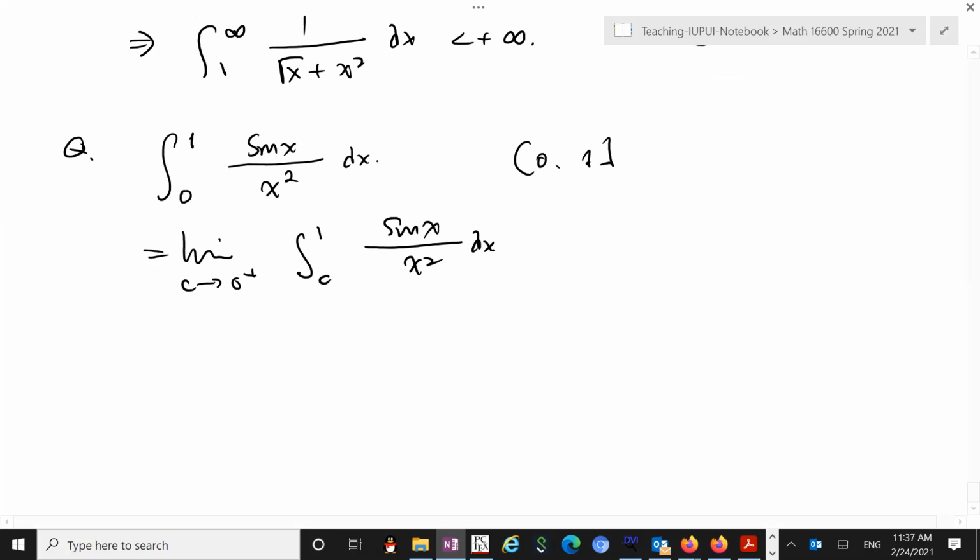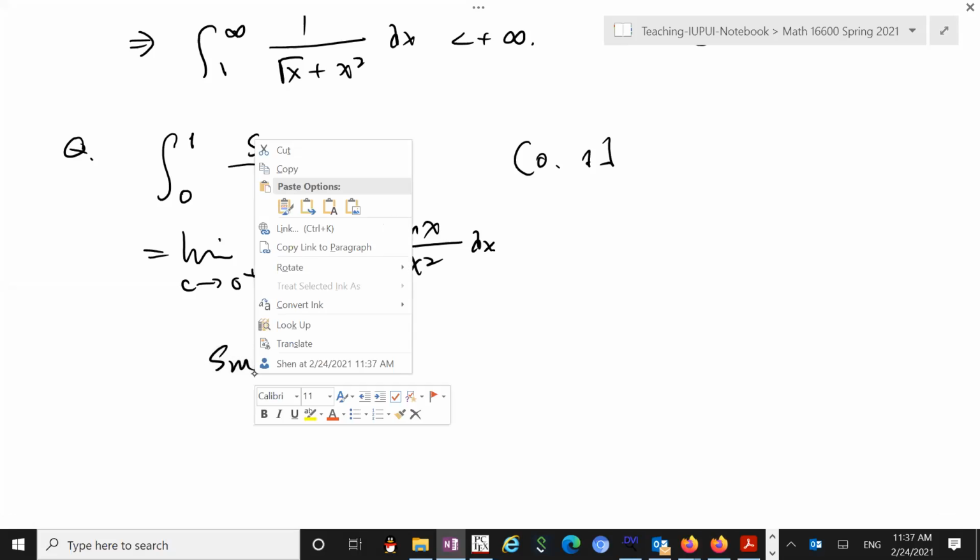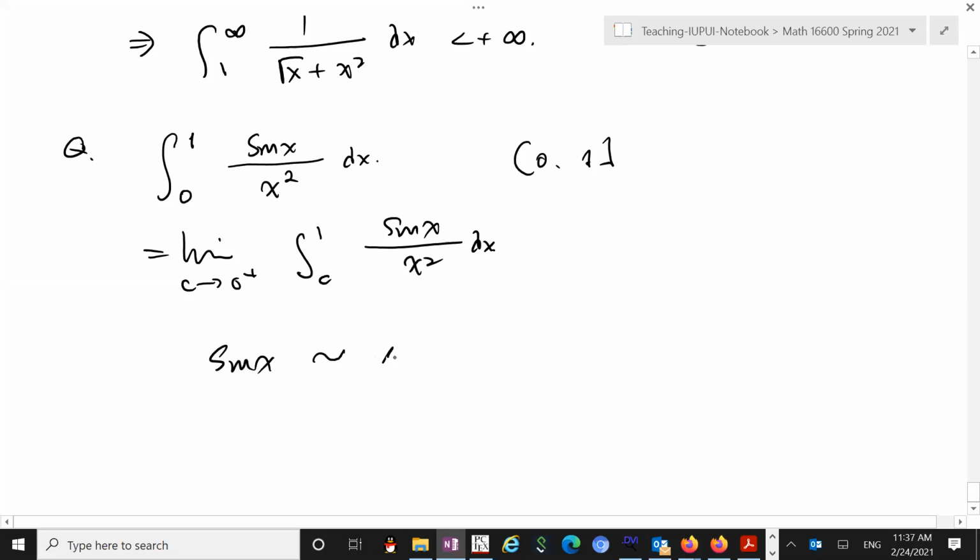Okay, right? So how do you show this is finite or divergent? Are you able to evaluate this integral? Yes, it's very complicated, so we have to use a comparison. All right, sine x. We probably have to find out that sine x is almost equal to x as x approaches 0.